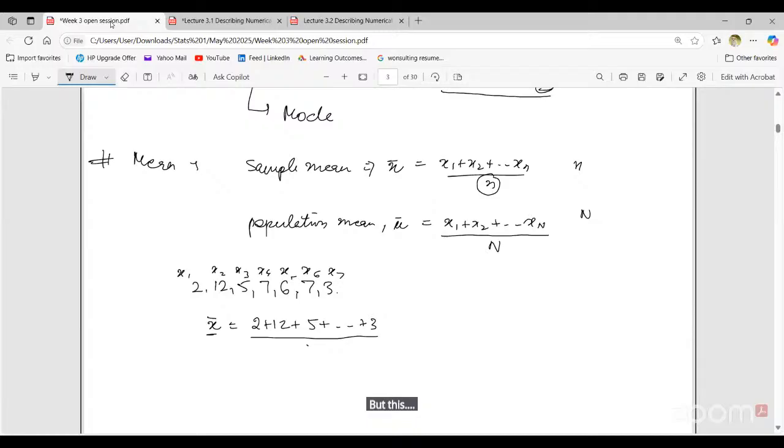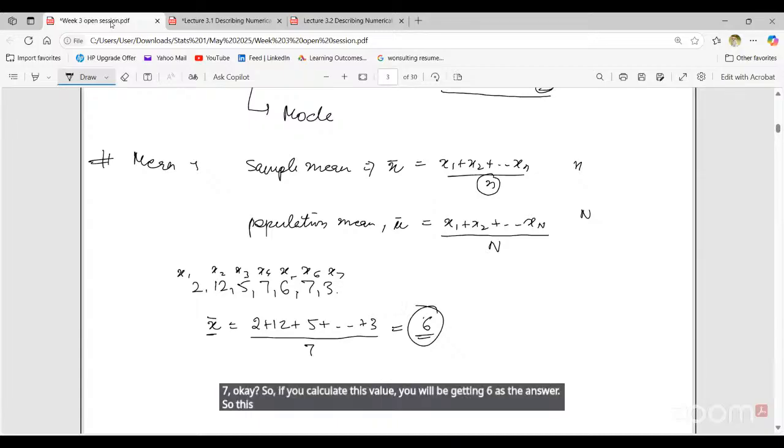Small n. 7. Seven. So if you calculate this value, you will get 6 as the answer. So this is my sample mean.